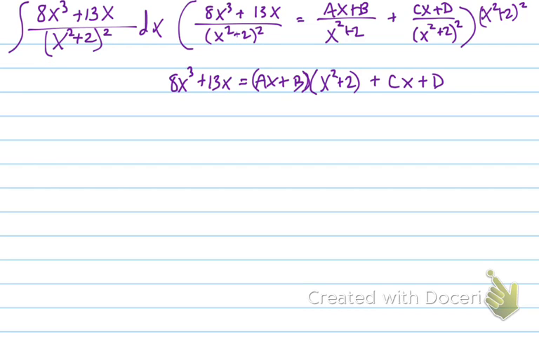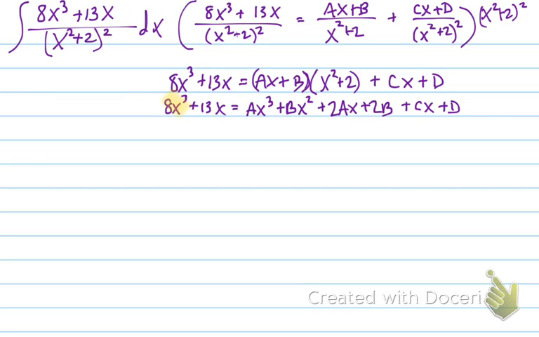The first one says to expand the basic equation, so I'm going to expand this term as much as possible so that I can have everything as their own individual terms. So I'm going to leave this side alone. 8x cubed plus 13x equals, if I expand this side, I get ax cubed plus bx squared plus 2ax plus 2b plus cx plus d.